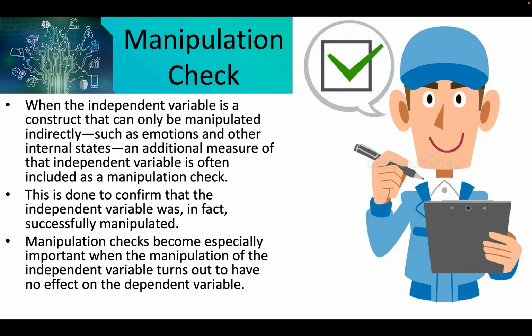When the independent variable is a construct that can only be manipulated indirectly, such as emotions and other internal states, an additional measure of the independent variable is often included as a manipulation check. This is done to confirm that the independent variable was, in fact, successfully manipulated. Manipulation checks become especially important when the manipulation of the independent variable turns out to have no effect on the dependent variable. And this is where we get into some really strange research.